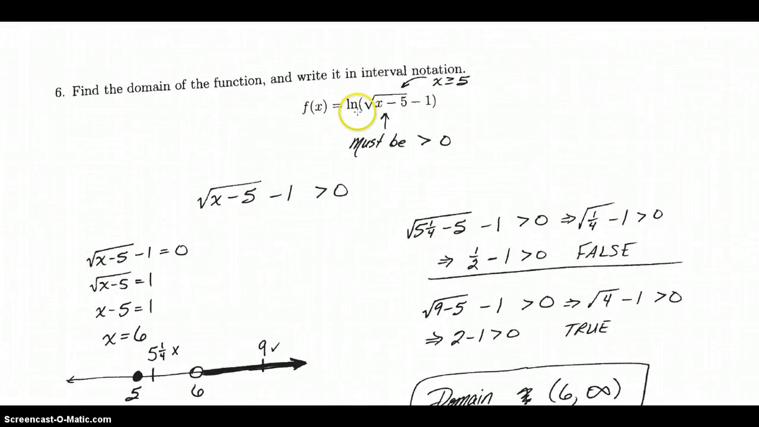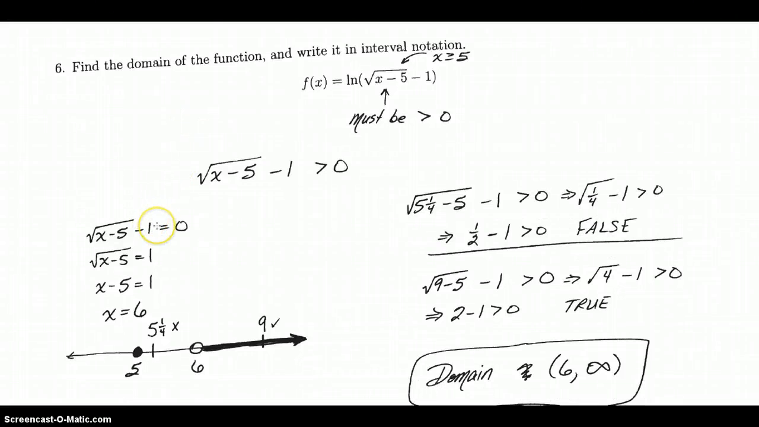Okay, here, when I'm thinking of domain, there are three things I'm looking for. I don't want a 0 or a negative inside of a log, so it has to be greater than 0. I don't want a negative number under an even root, so this has to be greater than or equal to 0. And then I don't want to divide by 0, which is not a case in this problem. So again, I set that inequality equal to 0. I know that it has to be greater than 0, so I set it equal to 0 so that I can find the critical point there.